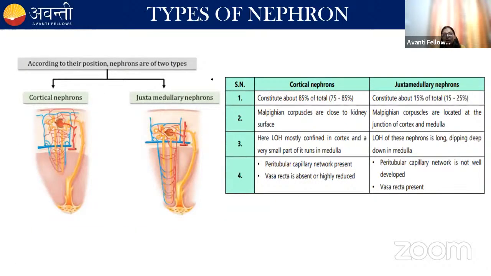Moving next, there are two types of nephron: the cortical nephron and the juxtamedullary nephron. As the name suggests, in cortical nephrons the Malpighian corpuscles lie in the cortex of the kidney. The Malpighian corpuscle is the glomerulus plus Bowman capsule.